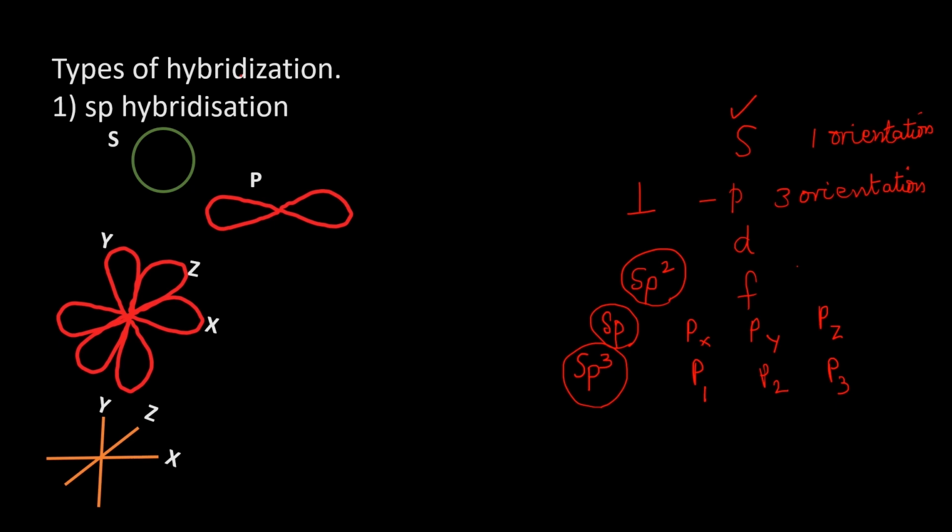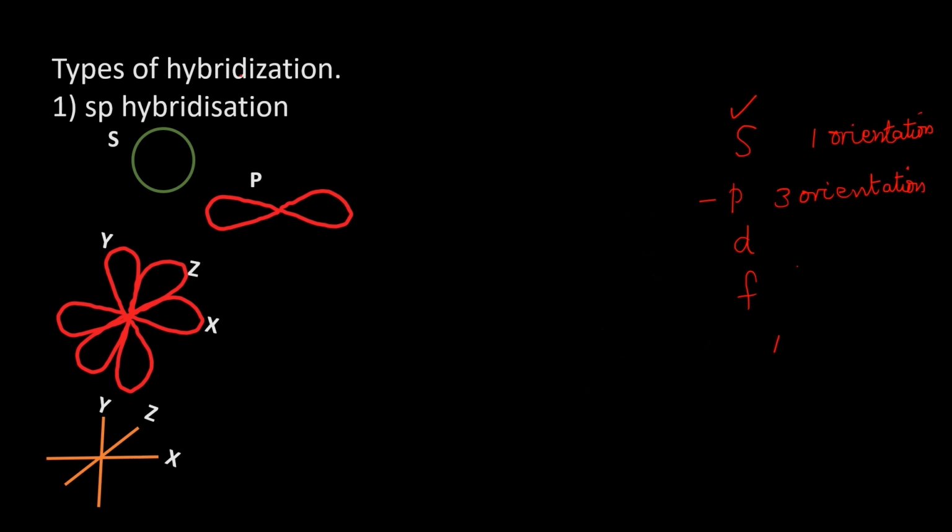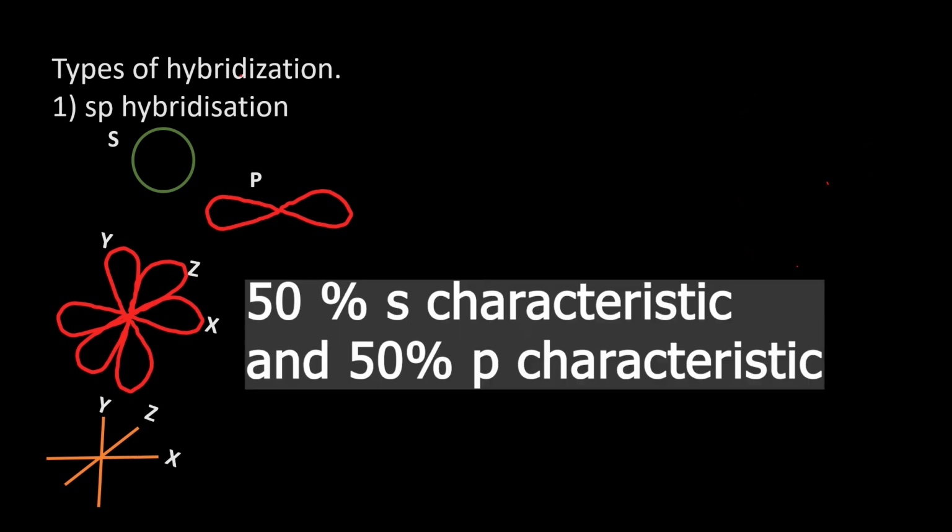I have already said that the orbitals have their own specific properties. So the hybrid orbitals will have a hybrid property, that is a certain percentage of s characteristic and a certain percentage of p characteristic. It depends upon the number of p orbitals hybridizing with the s orbital. In this video, we are discussing sp hybridization. Here, the two hybrid orbitals will have 50% s characteristic and 50% p characteristic.